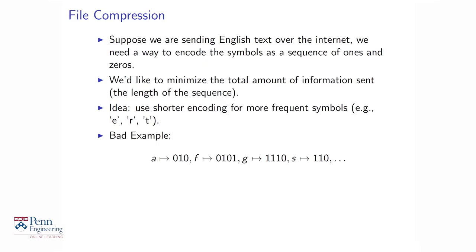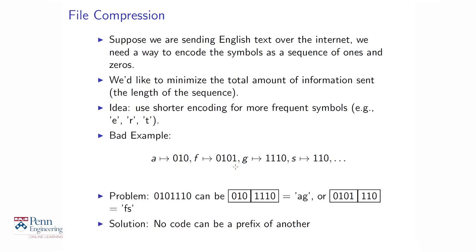But say you decide to do that, and let's just try one particular way of encoding the symbols of the alphabet. We might say, let A map to the sequence 0, 1, 0, and F map to the sequence 0, 1, 0, 1, and G map to the sequence 1, 1, 1, 0, and S map to 1, 1, 0. This is just a random example of how you might code letters into binary strings.